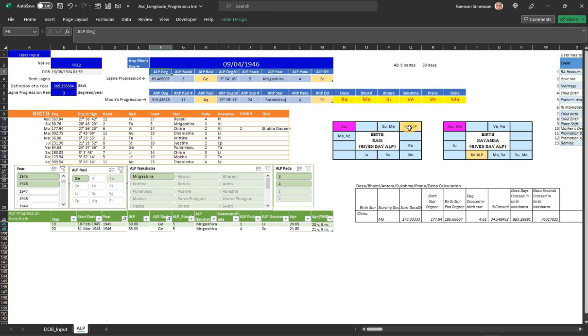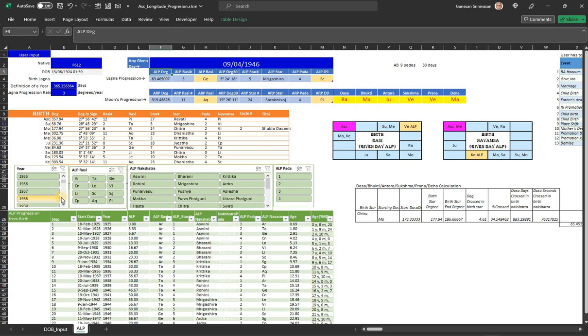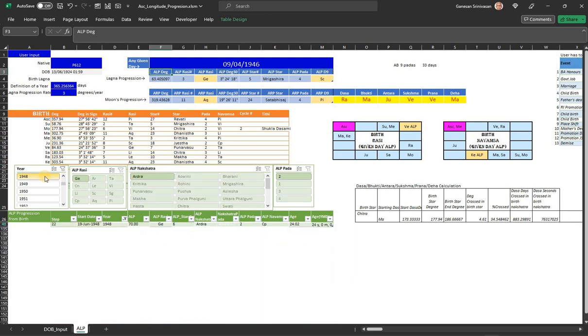Then he got a child in 1948 September. So let us choose, let us clear everything. So it takes a while, especially when I am recording also. 1948, let me choose 48 here. And also maybe couple of years we should choose. So this is starting in June. Let me choose 49 also.